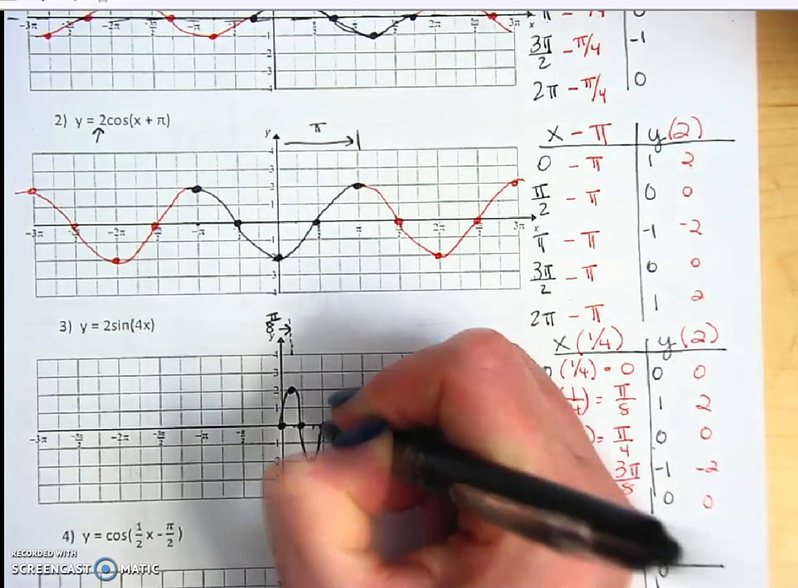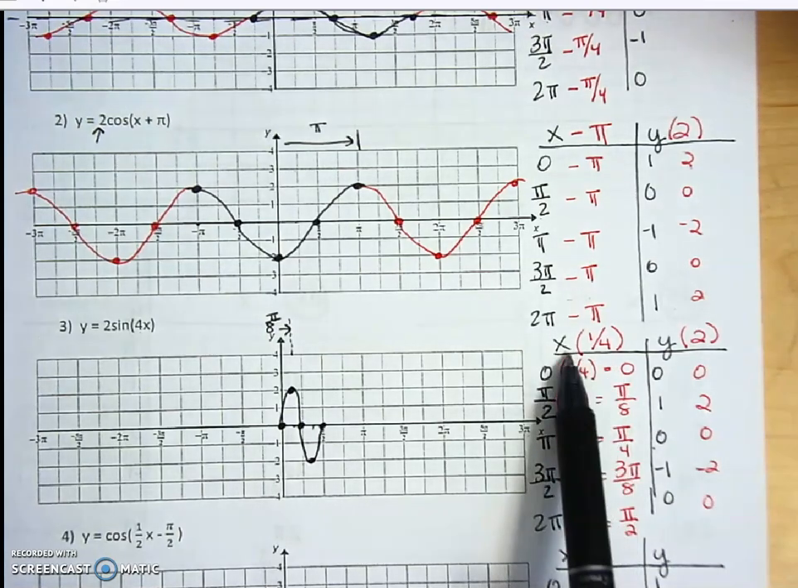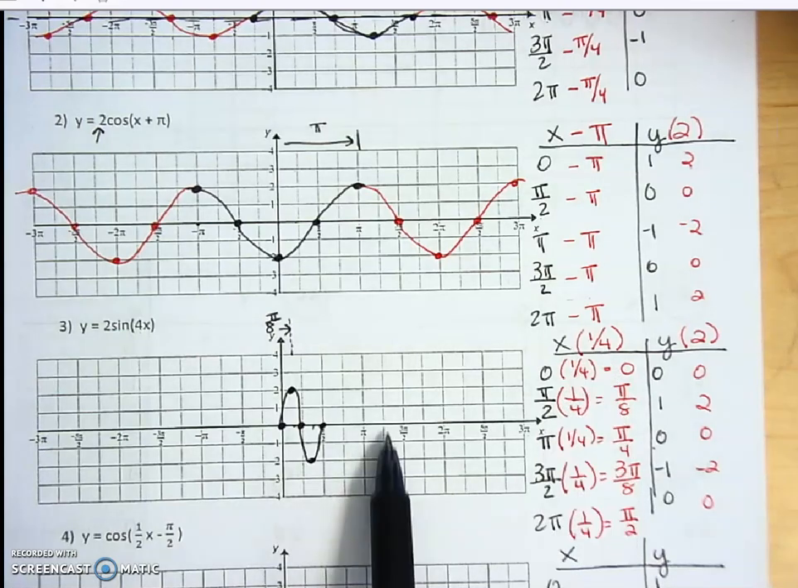So this is one cycle. So you can see how this is a horizontal compression, right? That makes sense because we took our x values and multiplied them by a fraction. So all the x values have shrunk in towards 0. So that is a horizontal compression.